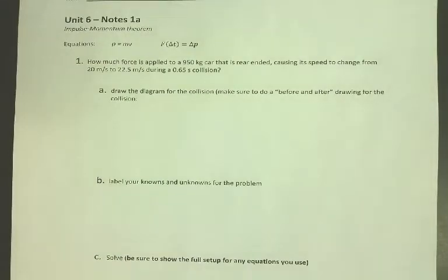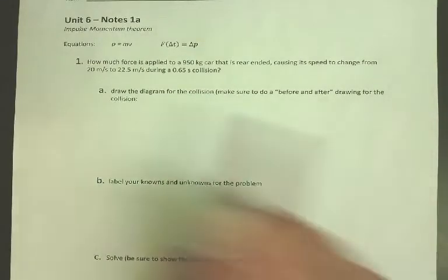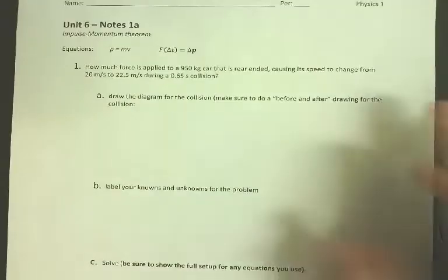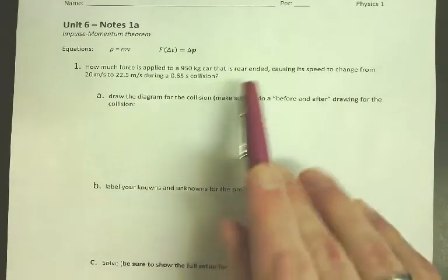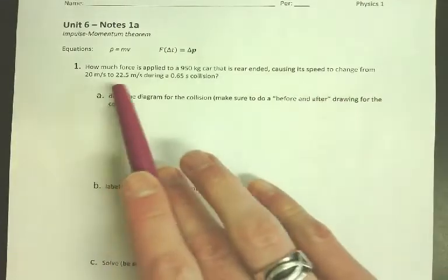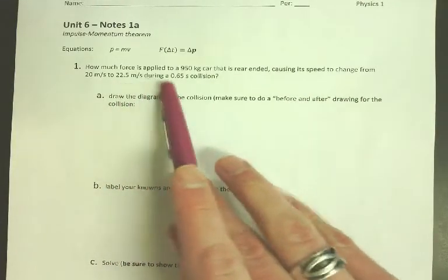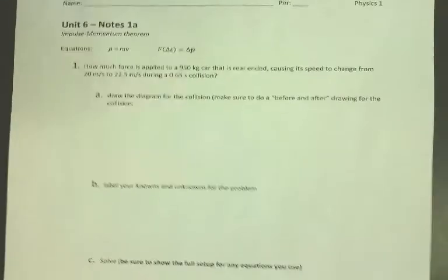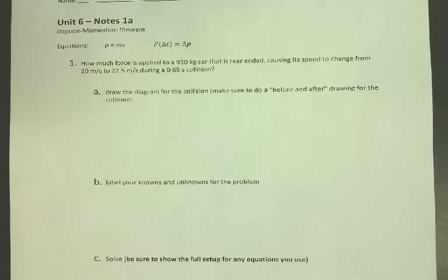Okay, so let's get started. So here's the problem. How much force is applied to a 950 kilogram car that is rear-ended, causing its speed to change from 20 to 22.5 meters per second during a 0.65 second collision? So first thing to do is to draw the diagram.